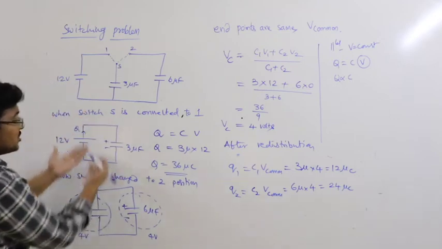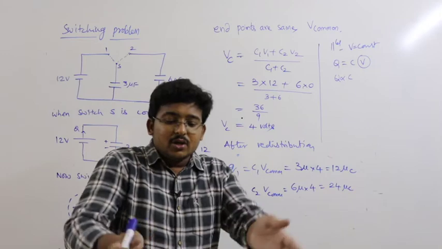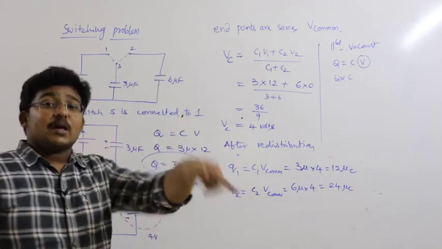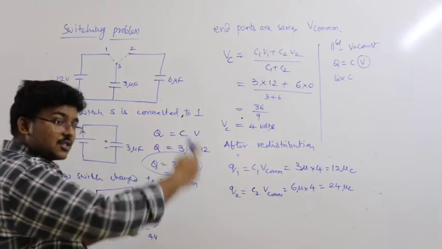What is the total charge initially? 36. This 36 will be divided into the two capacitors in the ratio of their capacitances. Now what is the ratio of their capacitances? This is 3 micro, this is 6 micro.